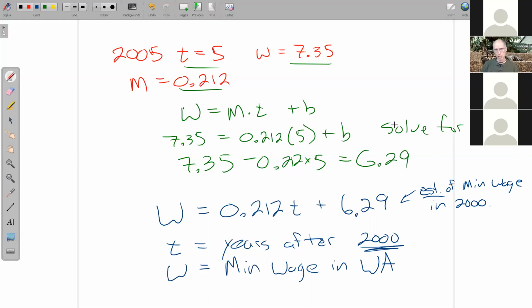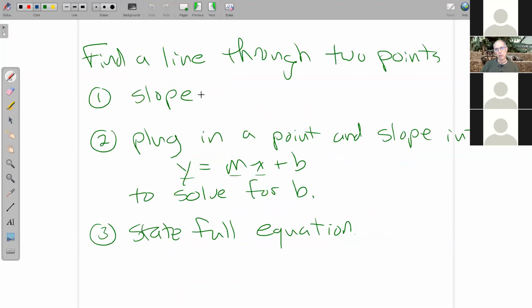And so this is that process I mentioned. If we're given 2 points, then we first find the slope, and we plug in one of the points in the slope to estimate what the y-intercept should be, and then we have our equation. We just write down the whole thing.